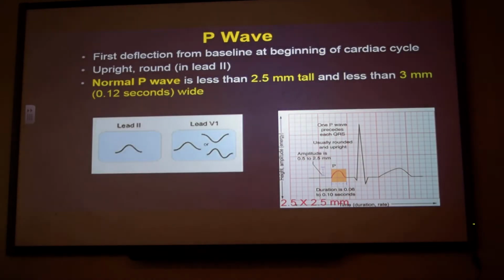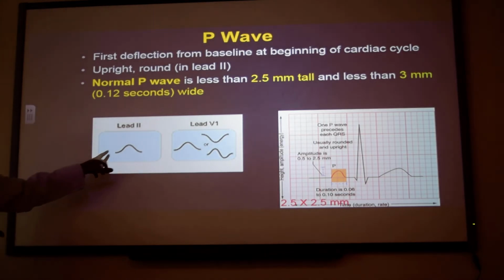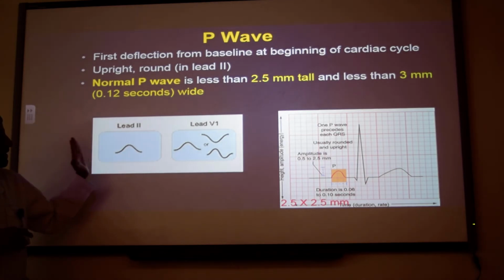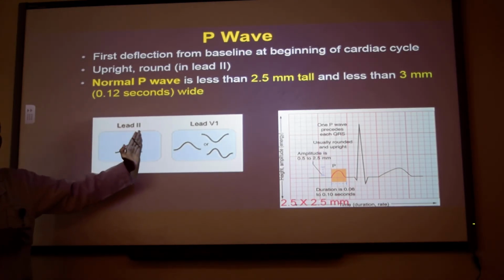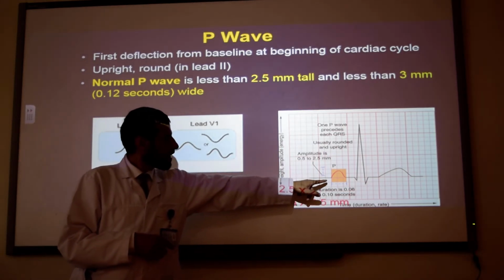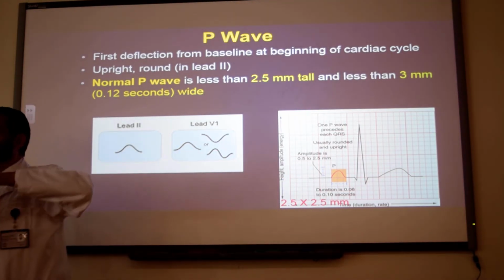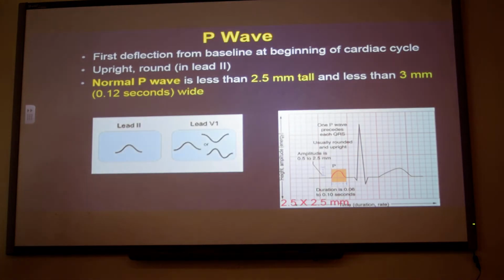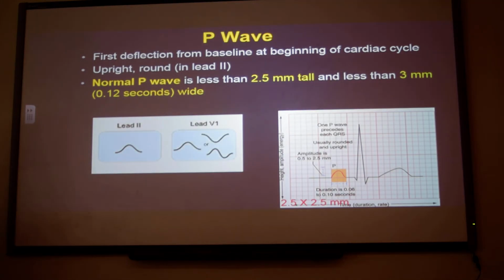Normally it is 2.5 by 2.5, but if it is more, then we have to think about left atrial enlargement. So the P wave in lead 2 is a rounded shape. The first part is activation of the right atrium. The second part is activation of the left atrium. And normally it is less than 2.5 in height and less than 2.5 in width, for simplicity to remember. If it is more than 3, it's abnormal.